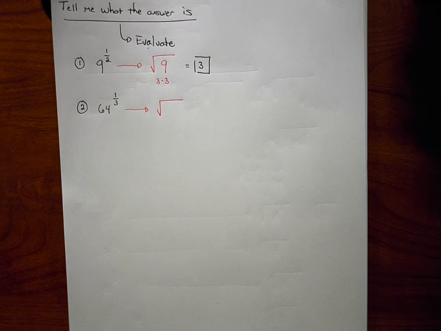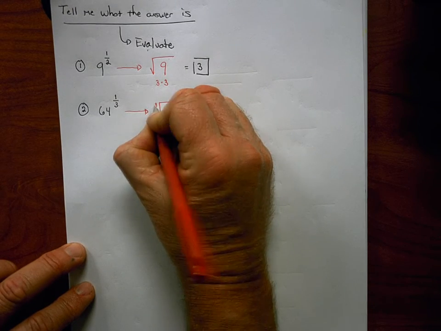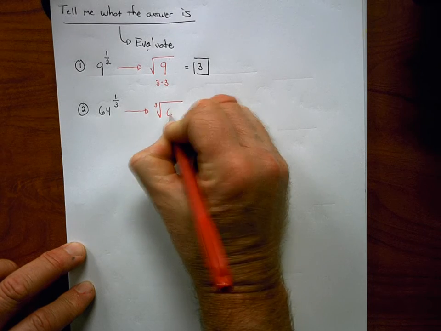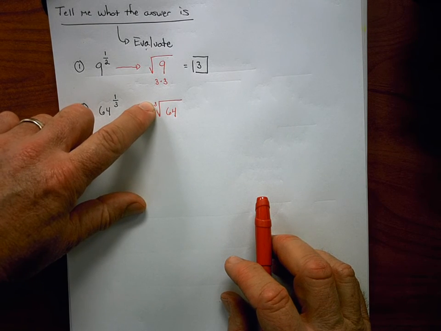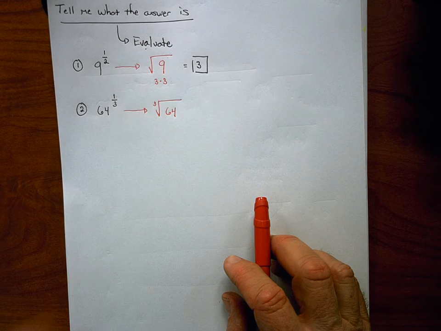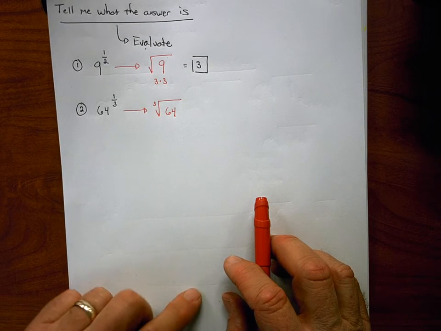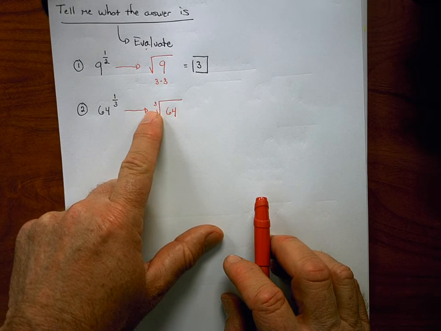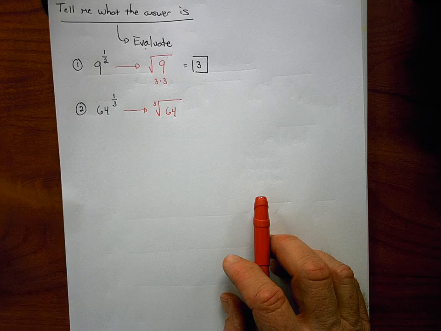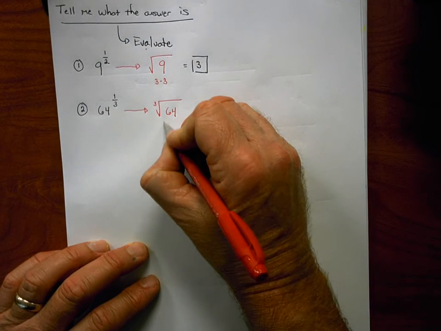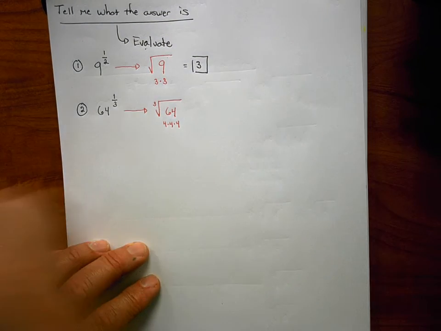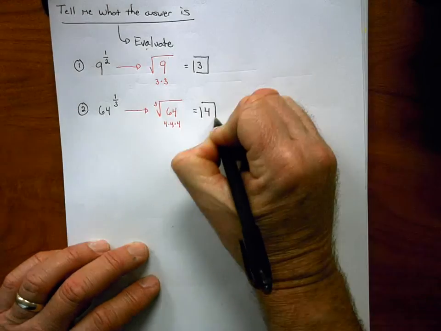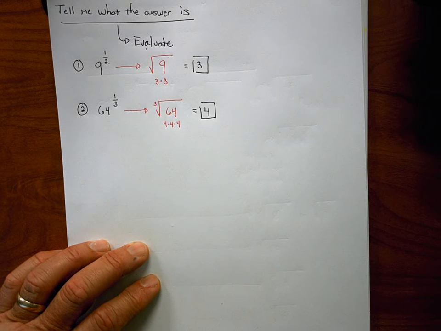What's the index? 3. So put a 3 for the index. What's the radicand? 64. Now, since the index is 3, you have to find a number that multiplies by itself 3 times to make 64. Can anybody think of a number times itself 3 times that actually equals 64? 4 times 4 times 4. Guess what that equals? 64. So 64 to the 1/3 power is equal to 4. Got it. All right?